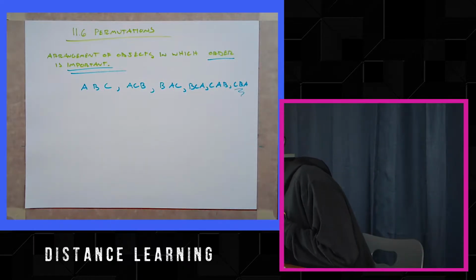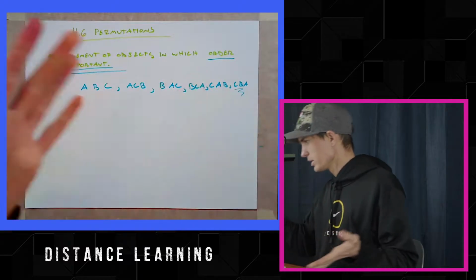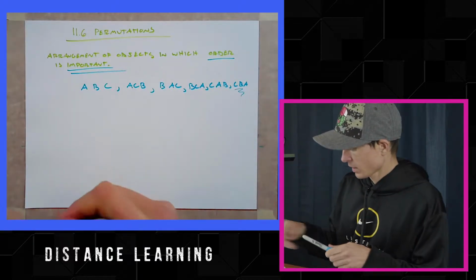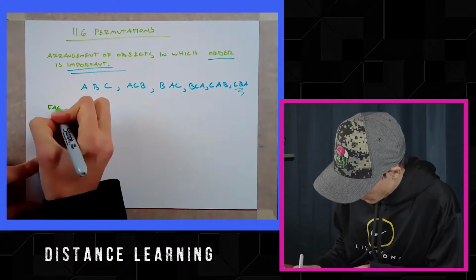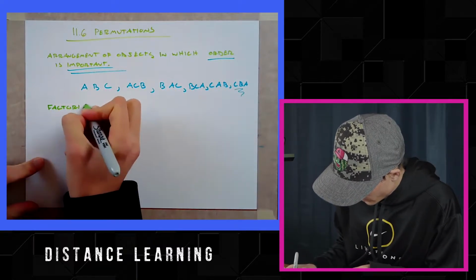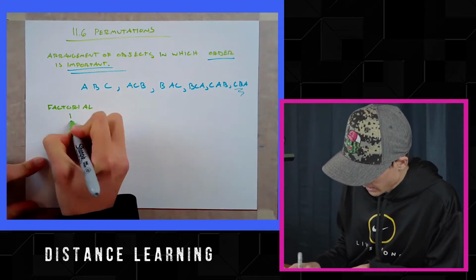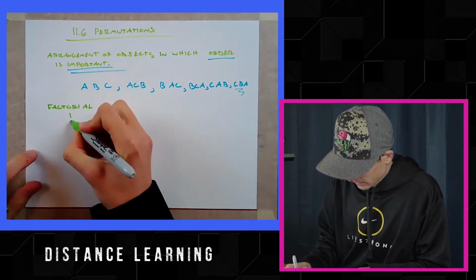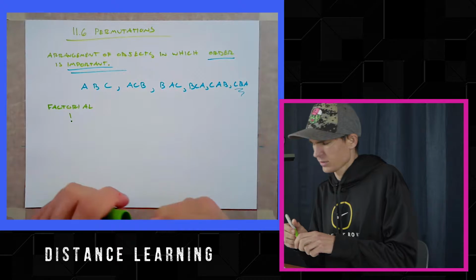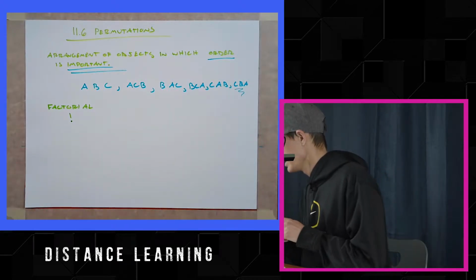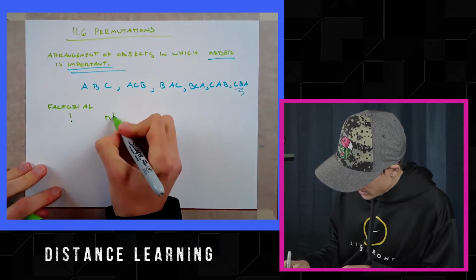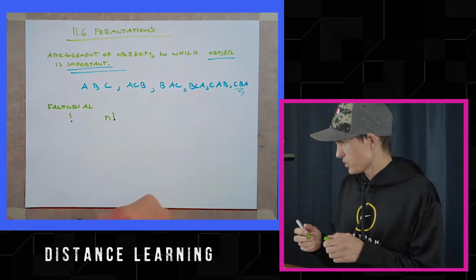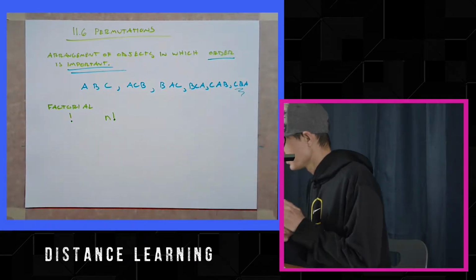I don't think that's a good example. There's another thing called factorial. Factorial uses the exclamation point, exclamation mark, I don't know which one. You will see it labeled as N exclamation point, exclamation mark, not sure still.